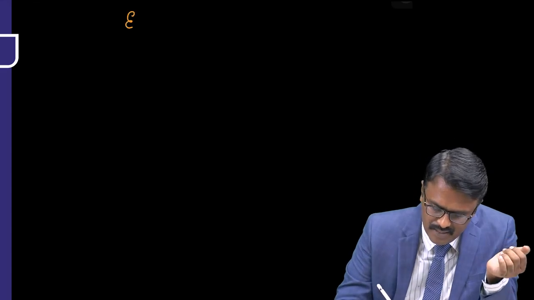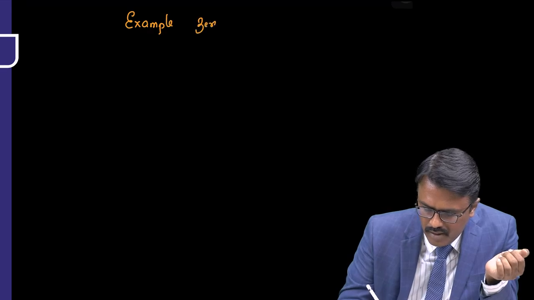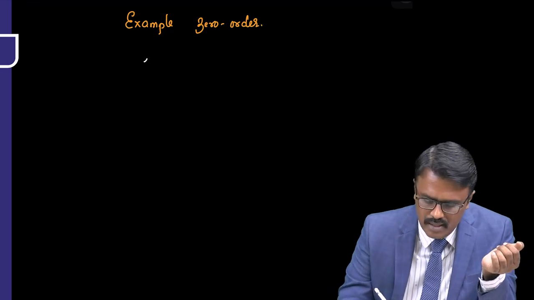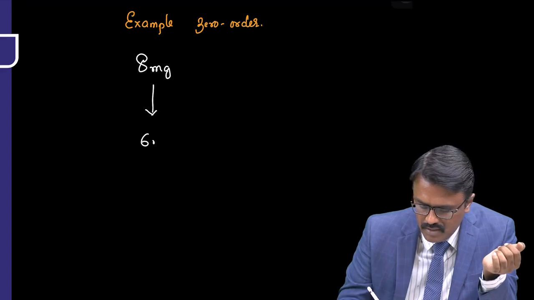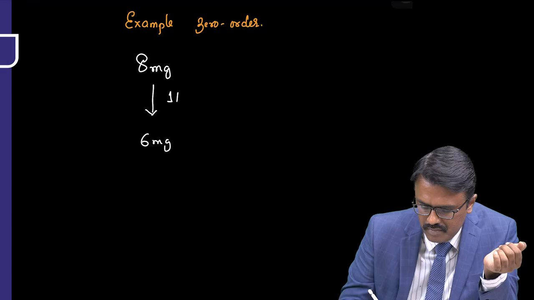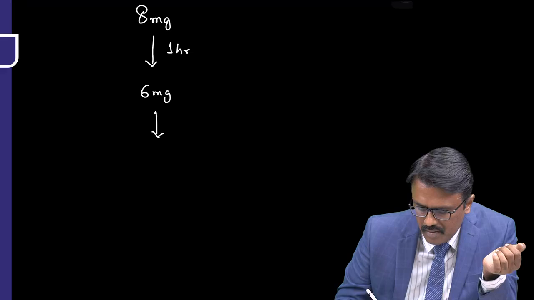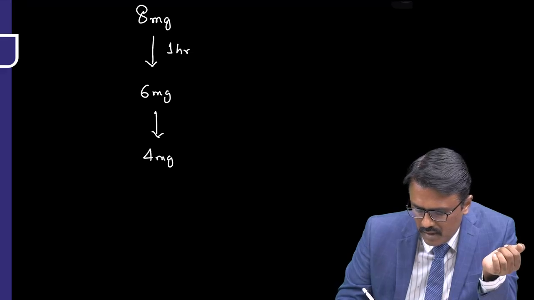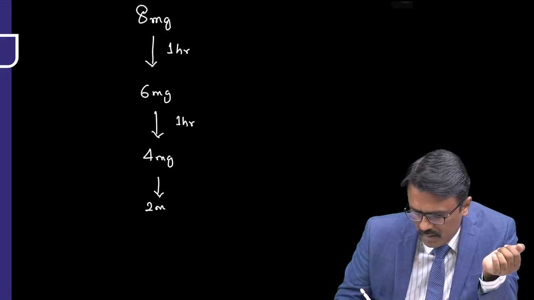Sir, can you give an example for zero order kinetics? Let me give that example for zero order. For zero order, let me take the same 8 milligram. So 8 milligram will become 6 milligram in 1 hour, and 6 milligram will become 4 milligram in 1 hour, and 4 will become 2 milligram in 1 hour.